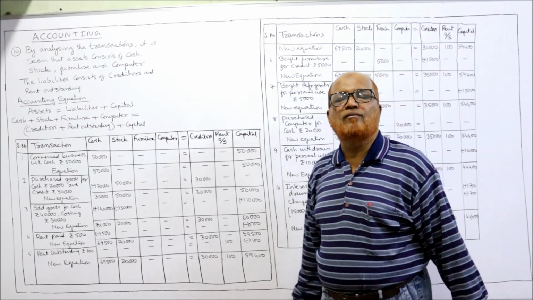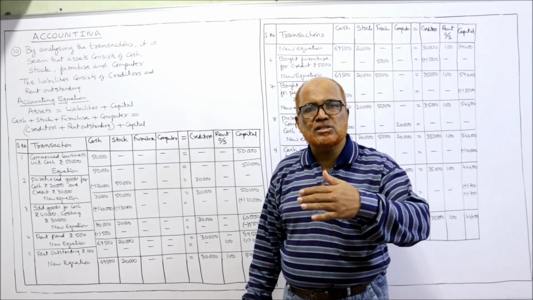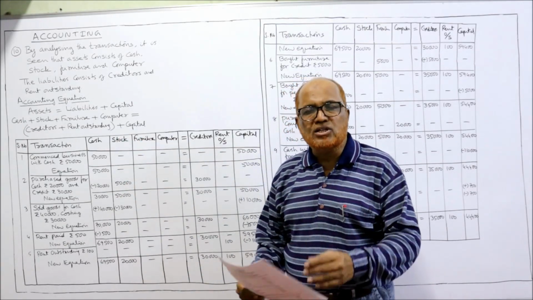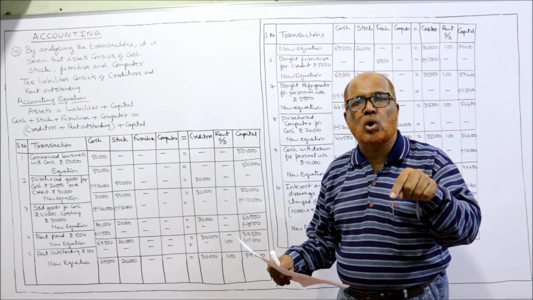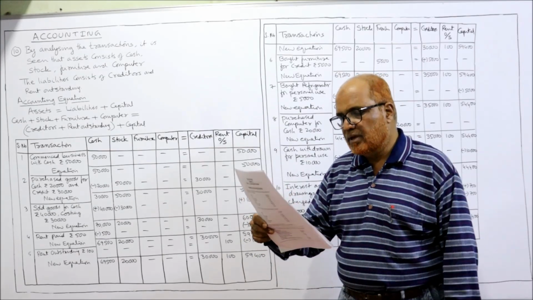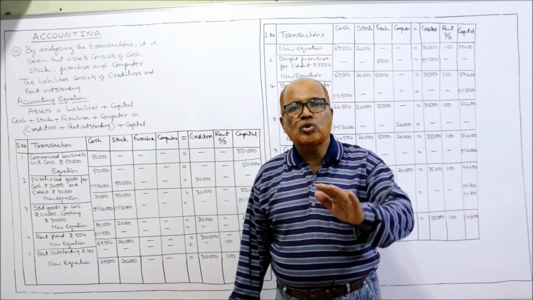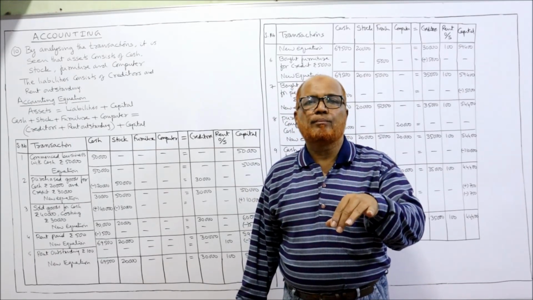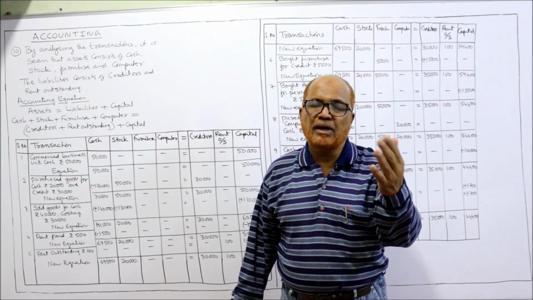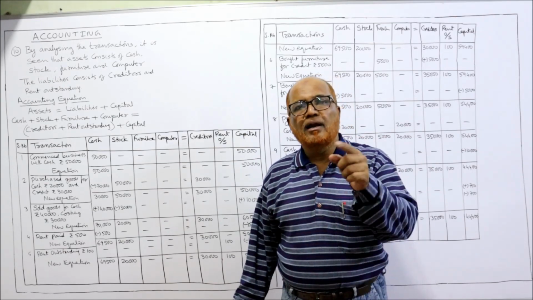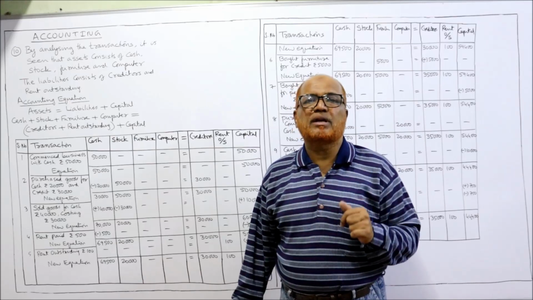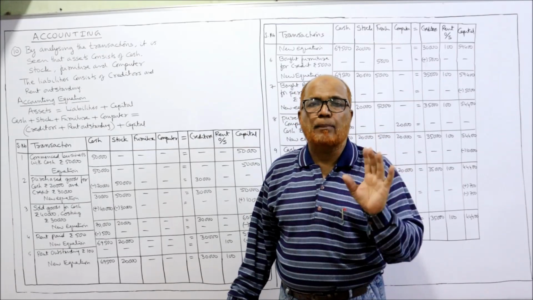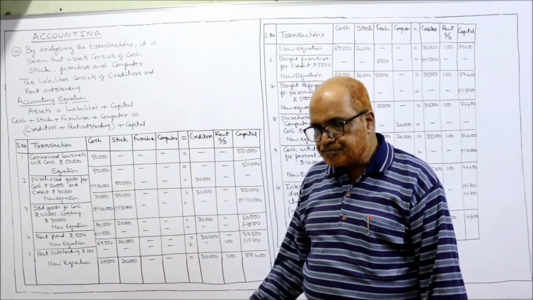Then cash withdrawn for personal use. So cash is going out. Already we have the cash column. When cash is withdrawn for personal use, it is drawings. It will be deducted from capital. Interest on drawings. We have to charge interest on drawings. Interest on drawings is an income to the business, so that will be added to capital. But drawings will be deducted from capital. The double effect: it will have a positive and negative effect on capital for interest on drawings.